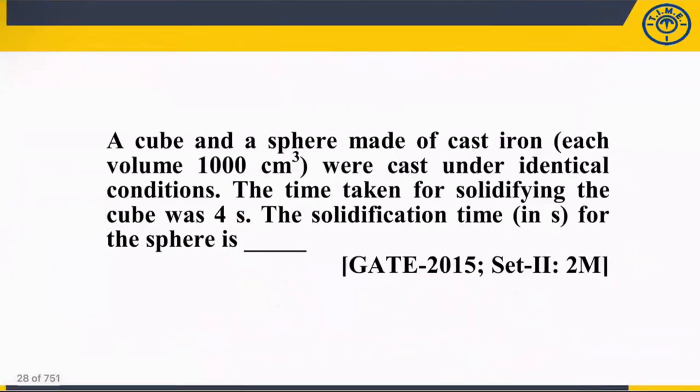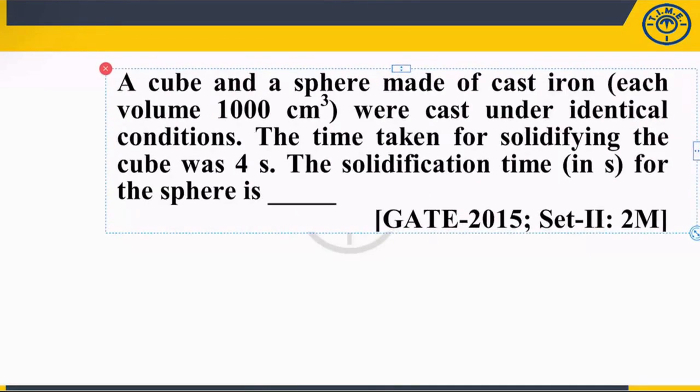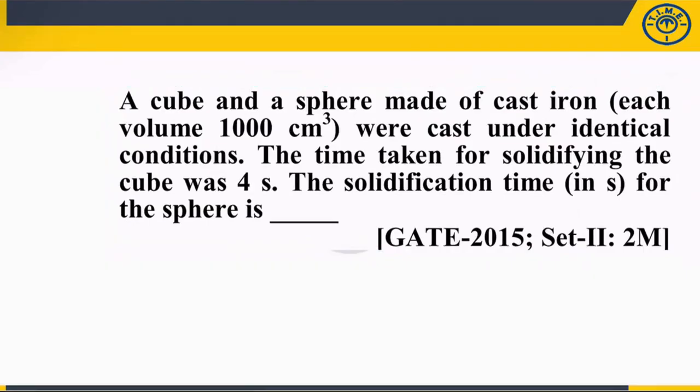Okay. Now see this question. A cube and sphere they have given, made up of cast iron. Volume they have given. Cast under the same identical condition. Time taken for solidifying the cube is 4. That's why I told you. Now they have taken a cube and sphere. For the cube they have given the solidification time, and they are asking for the sphere. What you will do? That means you have to calculate the ratio only, because one is given, another you have to calculate. So by equating the volume, they have given the volume will be equal. So just equate the volume of cube and sphere. I hope you know that the volume of a cube is a cube, and the volume of a sphere is 4 by 3 pi r cube. So either you can write in terms of 4 by 3 pi r cube, or otherwise you can write pi by 6 d cube. So you will get the solidification time.